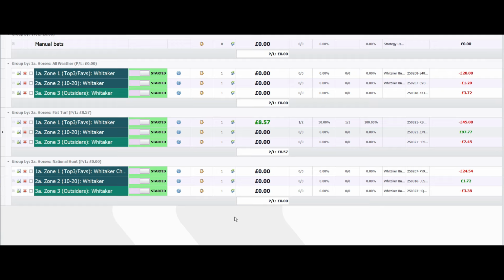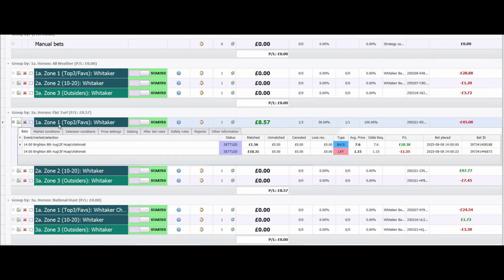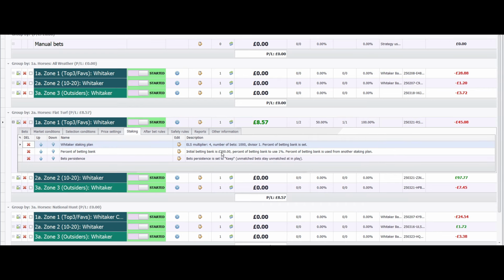So for the sake of this video, I've started with a £300 bankroll. And as you can see, duly filled in zone 1, which was the bet, even though it wasn't a zone, if you understand that. We backed 7.6. It calculated a stake of £1.56 based on the betting here of £300 bankroll.